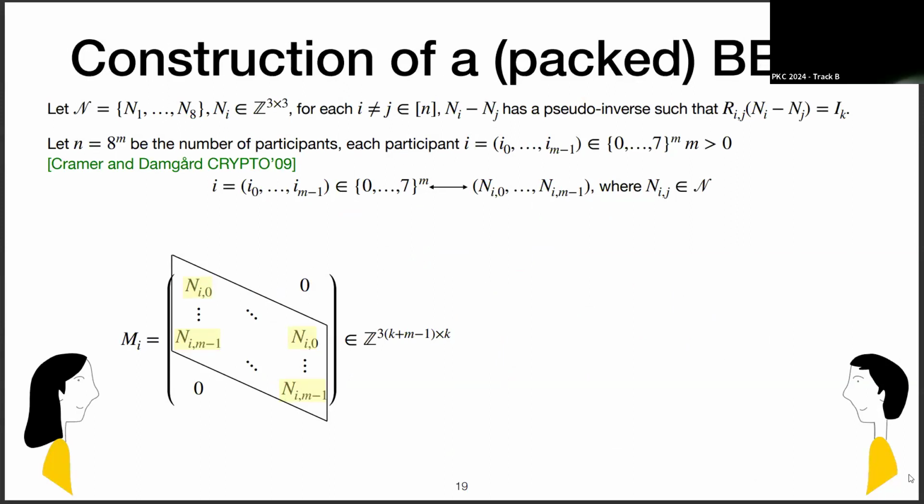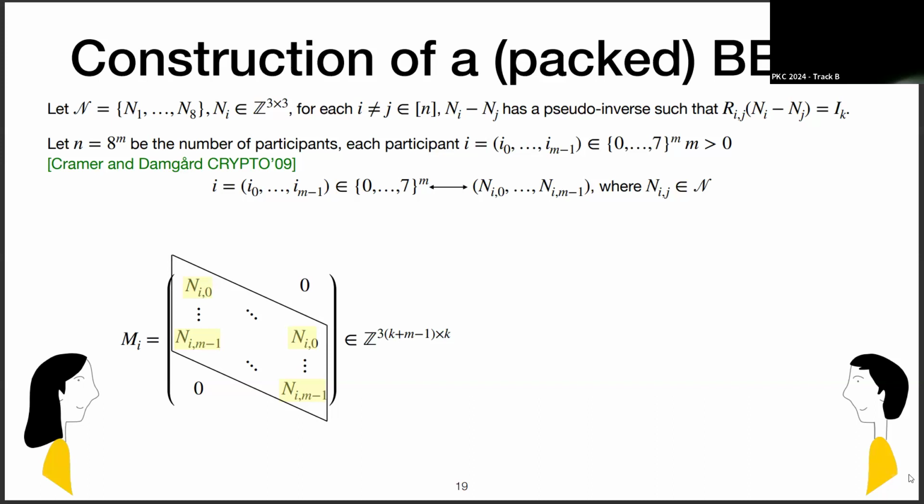And we base our technique on an implicit technique used in the work of Cramer and Damgård in 2009. So the idea is the following. We'll consider the family that I explained before, capital N, in which we have a matrices for which we know that they satisfy the pseudo-inverse property.